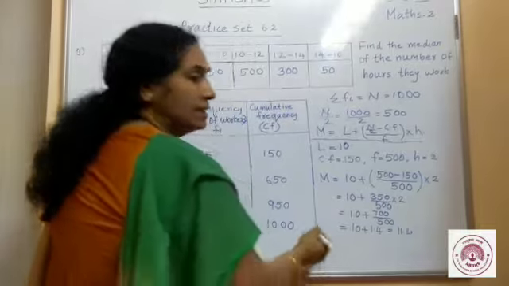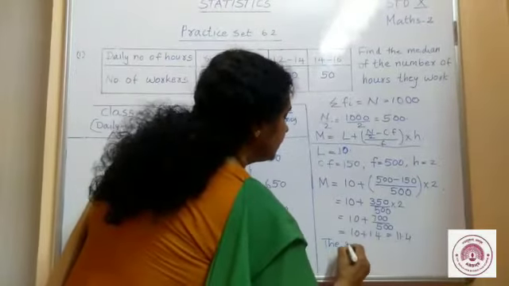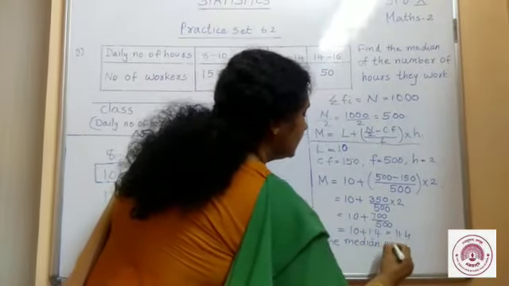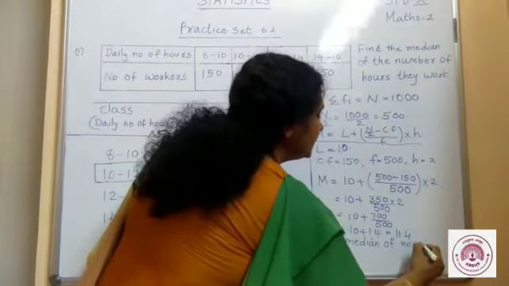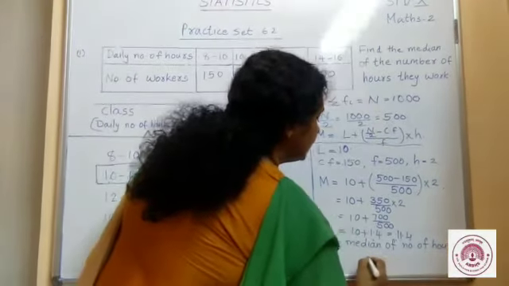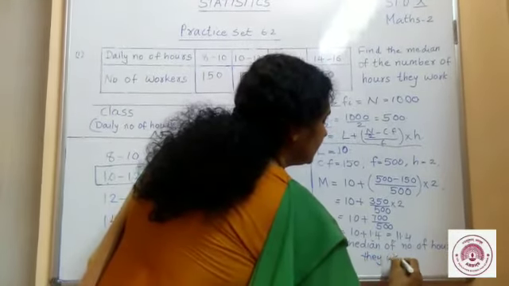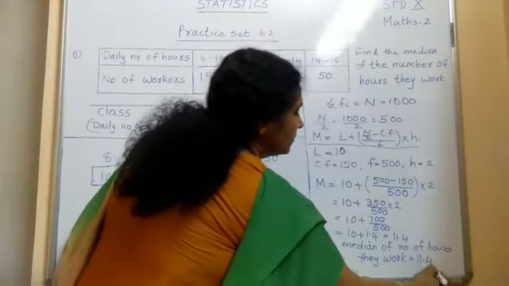Therefore, writing the final answer, the median of the number of hours they work is equal to 11.4.